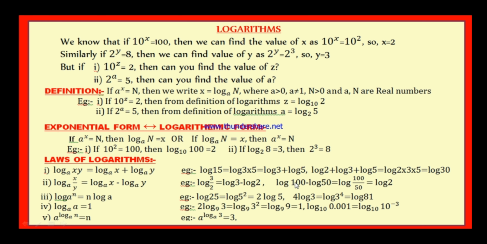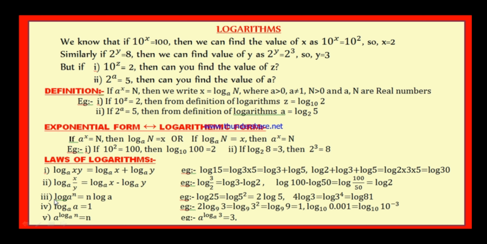Similarly, another example, log 100 minus log 50. If you are asked to simplify this, then you can write the same as log of 100 by 50. Why? Since this is in the form of log x minus log y. Log x minus log y is equal to log x divided by y. That is log 100 divided by 50, which is equal to log 2, since 50 goes into 100 two times.